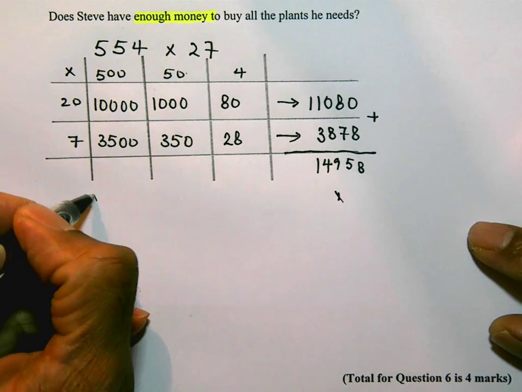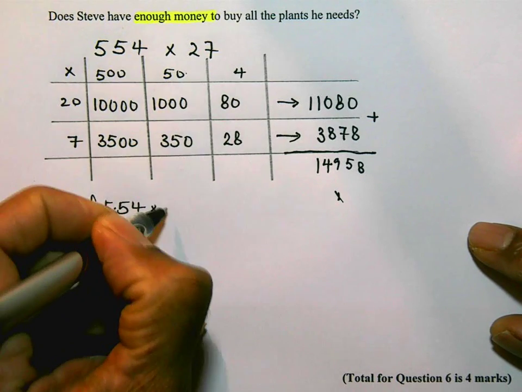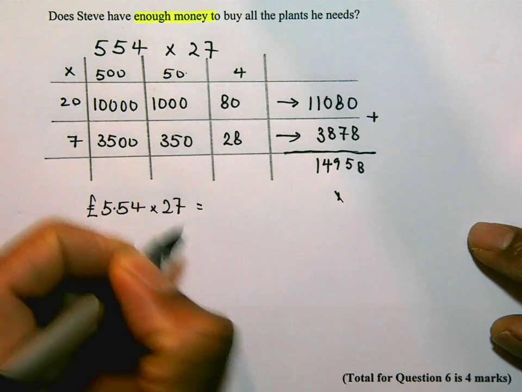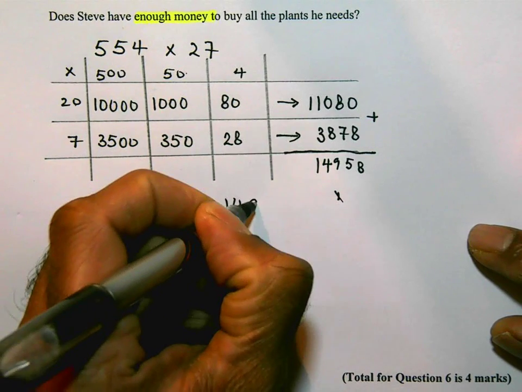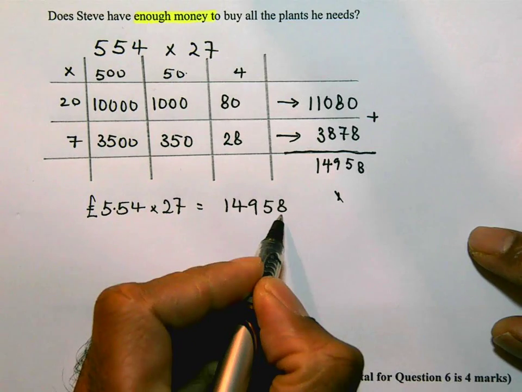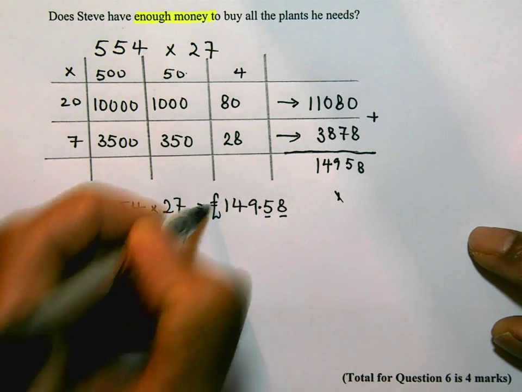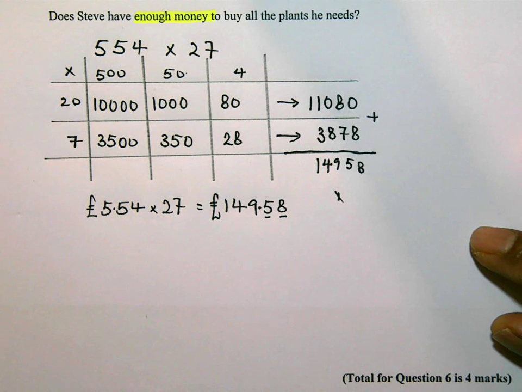So £5.54 times 27 is going to be 14958. I need to put the decimal point back in, 2 decimal places along. It's going to be there. So the cost of those 27 plants is going to be £149.58. And in the question, they told us that Steve had £150 to spend. So he does have enough money to buy the plants.